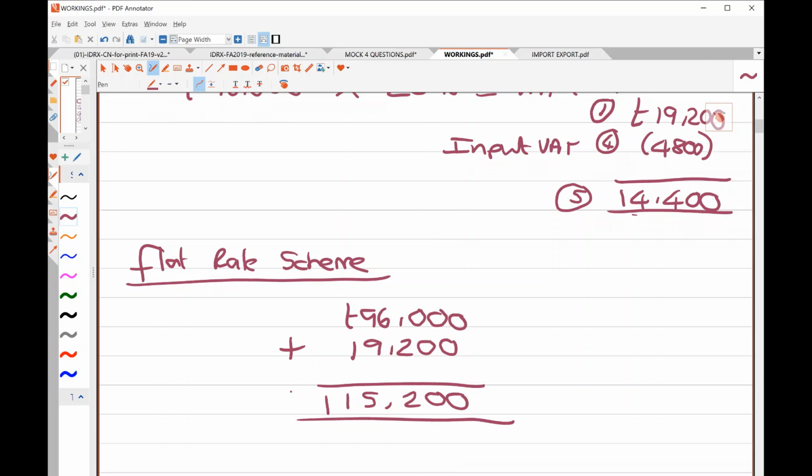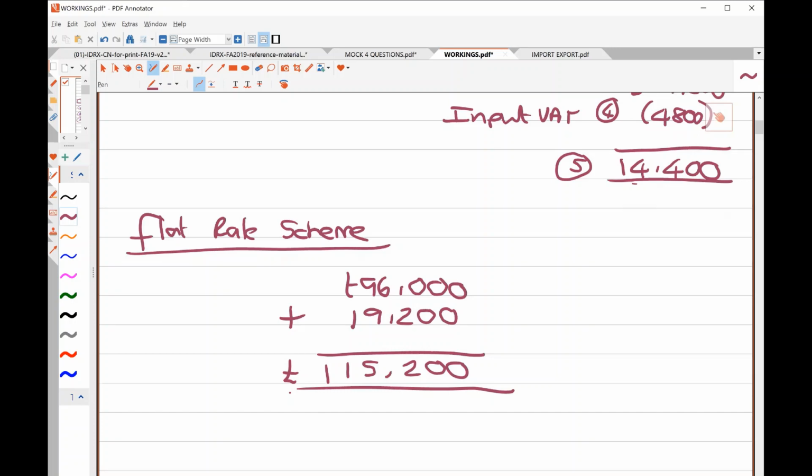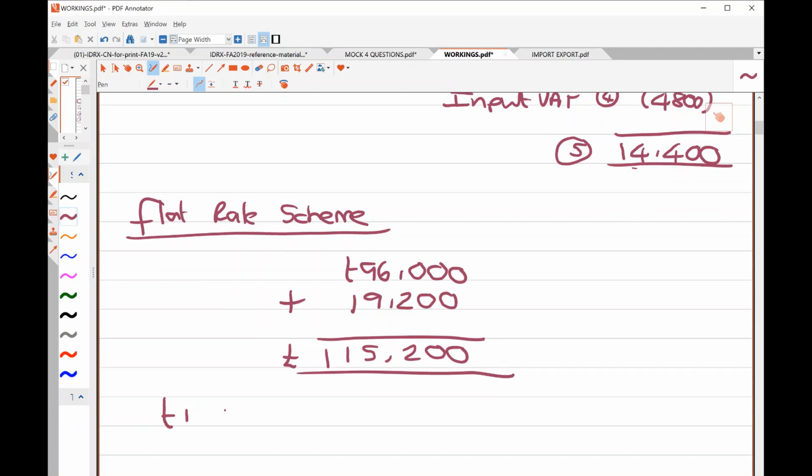Because Lee is a hairdresser, you don't need to know that hairdressers have to pay 13%. If they want you to do that in the exam, they'll tell you the percentage. What I would then need to work out is, what is 13% of 115,200? Okay. So if I times that by 13%, I get £14,976.